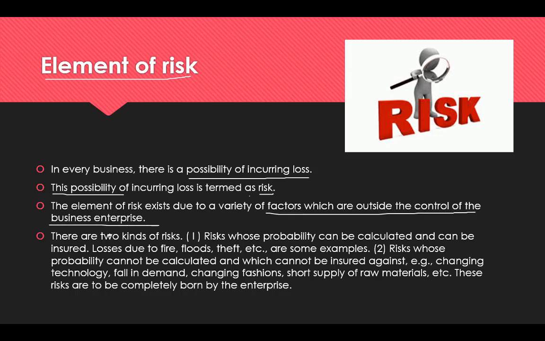There are 2 kinds of risks. 1. Risks whose probability can be calculated and can be insured. Losses due to fire, floods, theft, etc. are some examples. 2. Risks whose probability cannot be calculated and which cannot be insured against. For example, changing technology, fall in demand, changing fashions, short supply of raw materials, etc. These risks are to be completely borne by the enterprise.